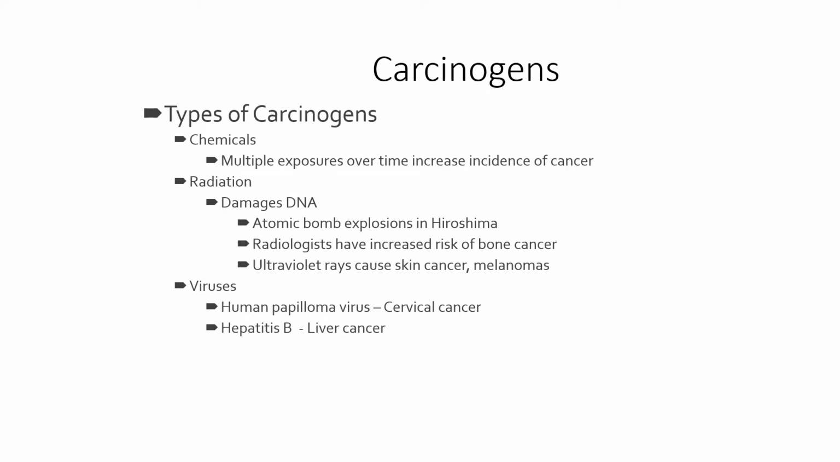There are three types of carcinogens that we're going to talk about. So, of course, chemicals. This is multiple exposures over time. So this would be, again, smoking, being a 20-pack a year smoker, something like that, or exposed to things at the workplace that they ingest or they breathe into their lungs or something like that.